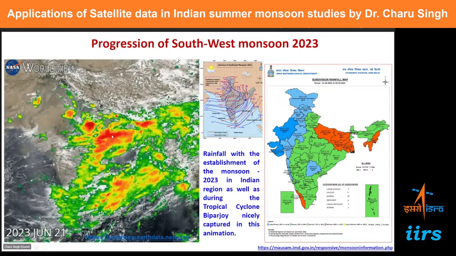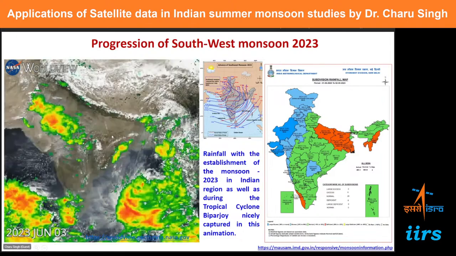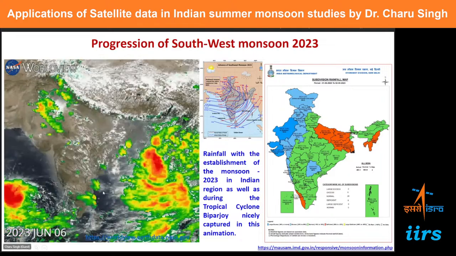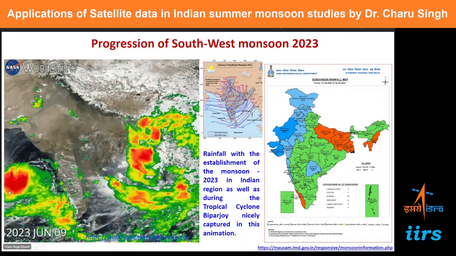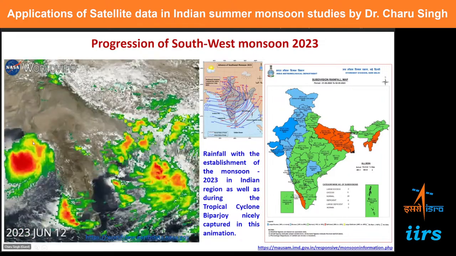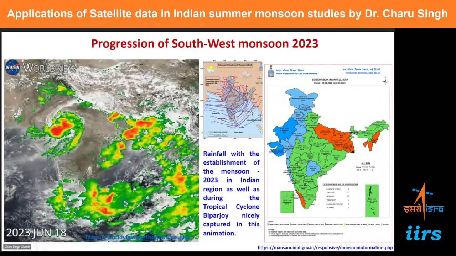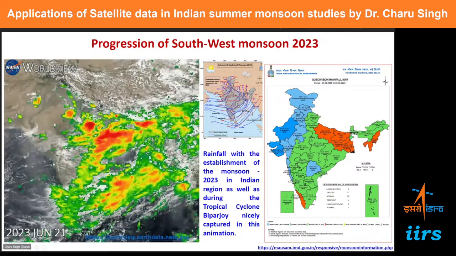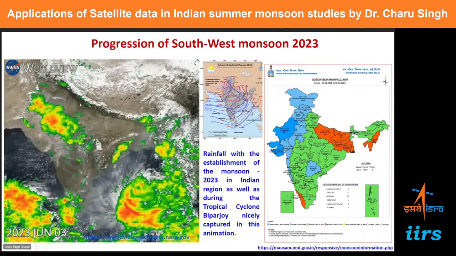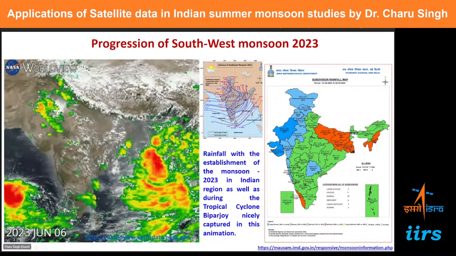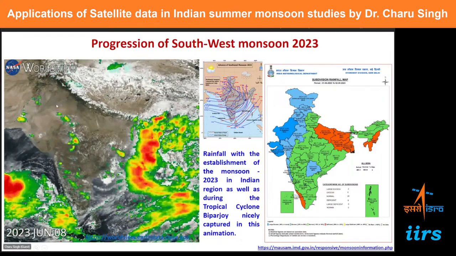As we can see in this animation, a high amount of rainfall is noted along the path of the tropical cyclone. This is the path of the tropical cyclone Biparjoy. After Biparjoy made landfall over the Indian land region in the state of Gujarat, its remnant was responsible for pouring a good amount of rainfall in this part of the Indian region.